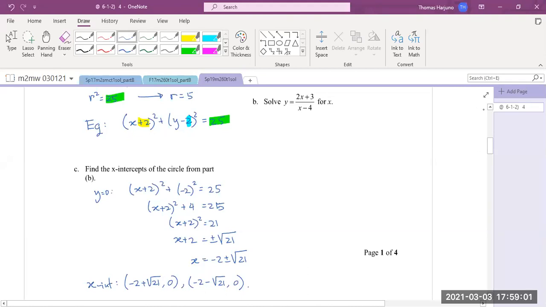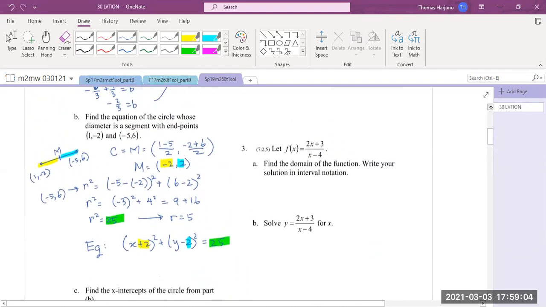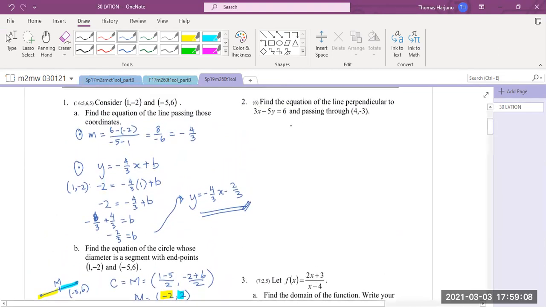Let's go on with number 2. For this number 2, I will show you two different ways to do this. If you watch my lecture ahead, in 2.3, I will go over the shortcut. But if you watch my lesson 5, I believe you saw that already. So we have one line, 3x minus 5y equals 6, and another line, line 2, perpendicular to line 1, which contains (4, -3). Now I will show you the first method, the long one.